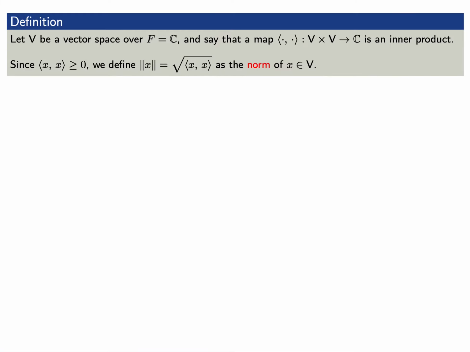We're going to end today by discussing the concept of norms. We'd like to figure out how the p-norms relate to this concept of inner products we've been discussing. For this section, let V be any vector space over the complex numbers and say that we've already chosen an inner product, our angle bracket. Since the inner product of a vector x with itself is non-negative, we'll define the norm of our vector x as the square root of the inner product of x with itself.